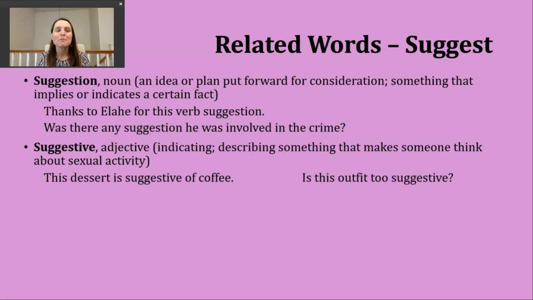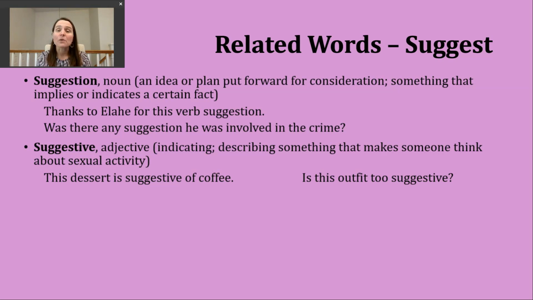Another related word you might hear is the adjective suggestive. Sometimes we use this word just to mean indicating. An example of this, you might imagine someone tasting something. I think of this in kind of a formal or fancy situation, and the person is kind of wondering what's in the dessert. They say, oh, it's suggestive of coffee. I'm sensing or I'm tasting something here that indicates coffee is an ingredient.